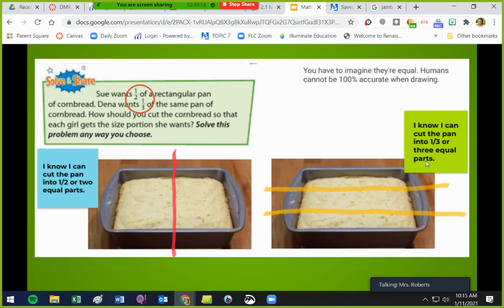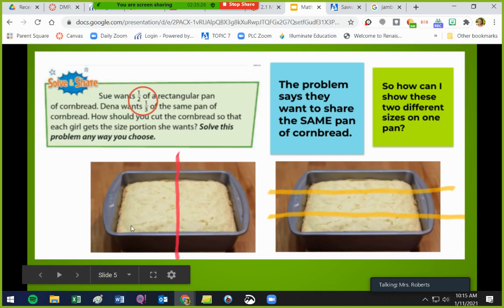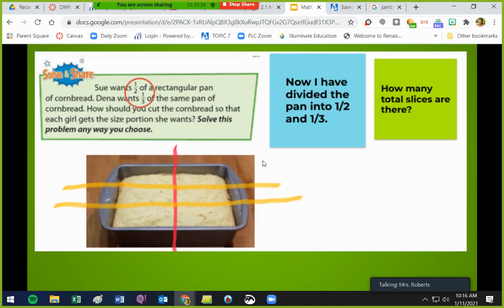So I know that I can cut the pan into thirds, into 3 equal parts, and I also know I could cut the pan into 2 equal parts. But the thing is they're sharing the same pan. The problem says they want to cut up the same pan. So how could we do that? So here's what I was thinking. I could divide the pan in half, and then I could also then cut it into thirds.